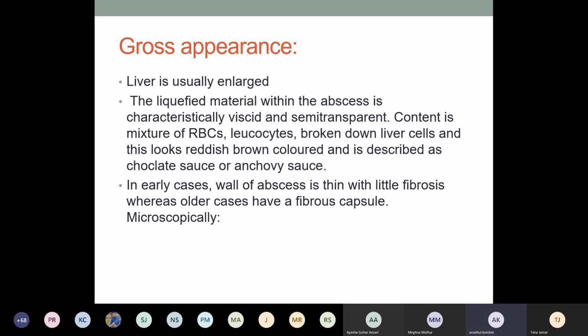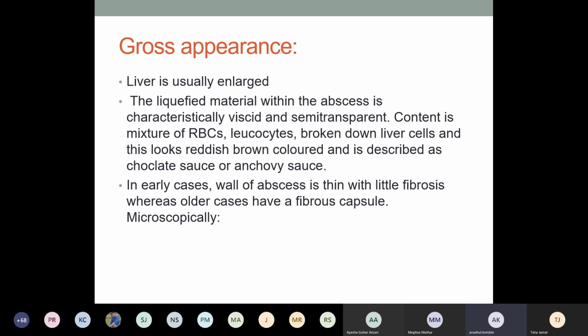Grossly, the liver is usually enlarged in all directions. Liver span is increased. The liquefied material within the abscess is characteristically viscid and semi-transparent. It is nothing but a mixture of RBCs, leukocytes, and dead broken down liver cells, and this content looks reddish brown and is typically described as chocolate sauce or anchovy sauce abscess.